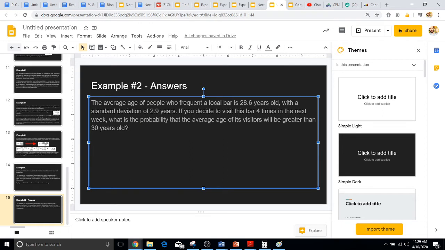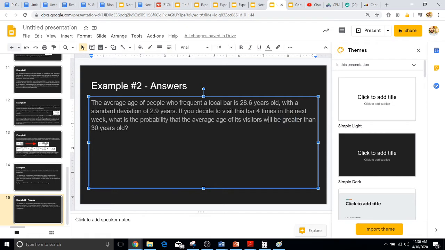So we're going to look at which average is which first. Our mu is actually going to be our 28.6, and that's because this is the population average. This is the exact average, and it's been collected over the course of many, many years. The standard deviation is, of course, 2.9. It says it right there. We're going to visit the bar 4 times, so that represents our n, or our number of samples. And then the sample average we're hoping to see is 30 years old or greater.